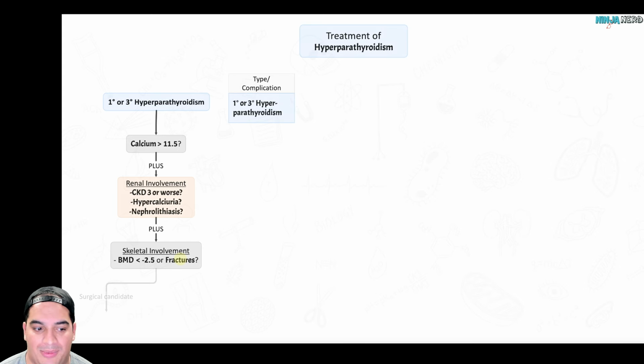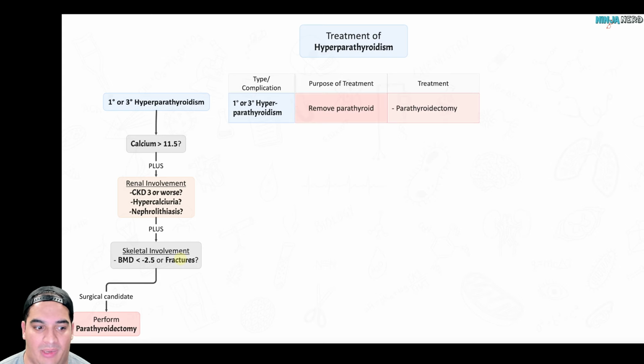There's really two big options here. I have to ask: are they a surgical candidate, meaning can I cut out that parathyroid adenoma, or that really significant parathyroid hyperplasia? Either way, I've got to cut these things out. If they're a surgical candidate and they have hypercalcemia, bone disease, and renal disease, you should just cut them out and get the parathyroid out, do a parathyroidectomy.